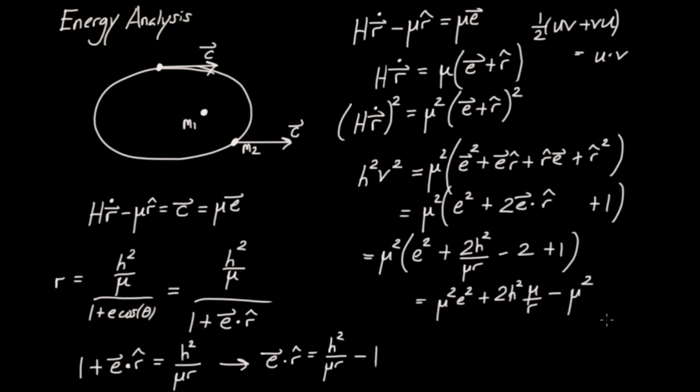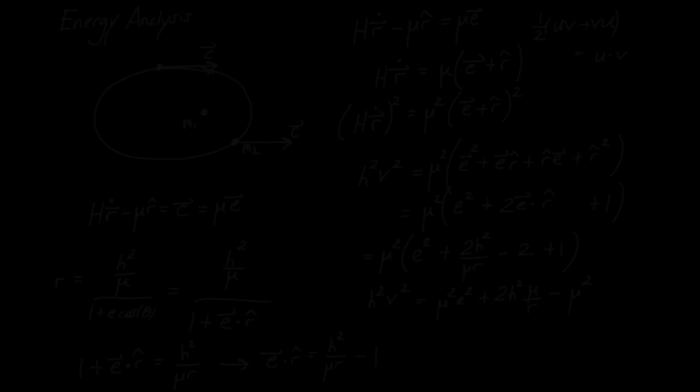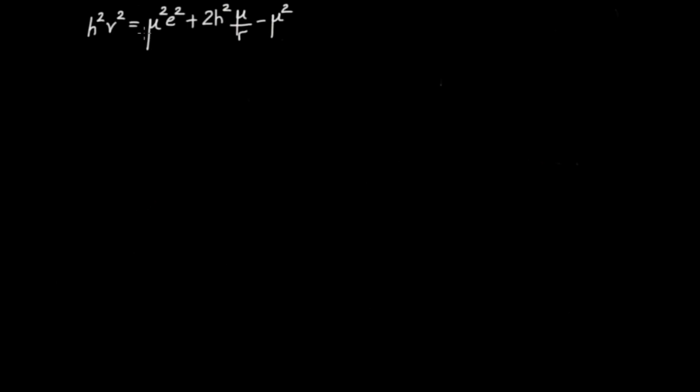The mu squared. And that's still equal to h squared times v squared. So I've just relocated that equation up here. Now the next little thing I'm going to do is move this term, this 2h squared mu over r, to the left hand side.